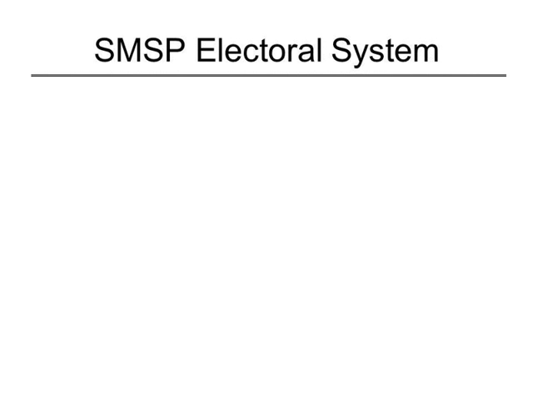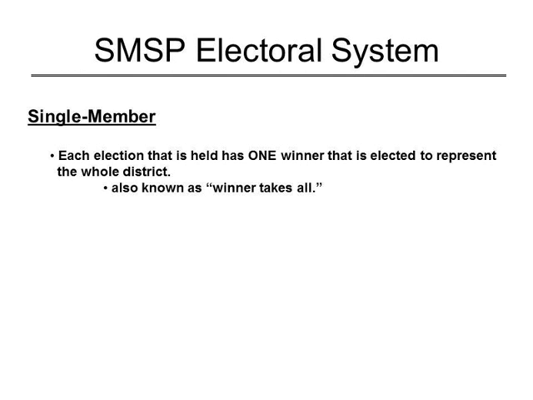But for this point in the class, you just need to understand that the electoral system that we use in the United States is known as the SMSP electoral system. And what the SMSP stands for are two things. The SM stands for single member, which means in the vast majority of elections in the United States, whether you're talking about elections for city council or elections for president or elections for Senate or elections for a state legislature, each of those elections generally only has one winner. It's also known as the winner-take-all system.